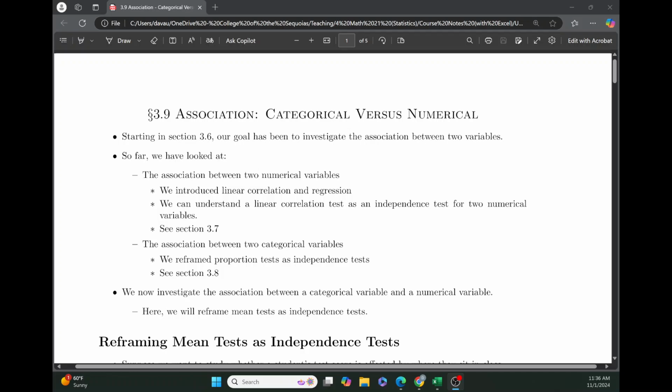All right. Welcome to lecture 3.9. In this lecture, we're going to talk about how to determine if two variables are associated when one of them is categorical and the other one is numerical. This is the last bit of new information, by the way, in this class.